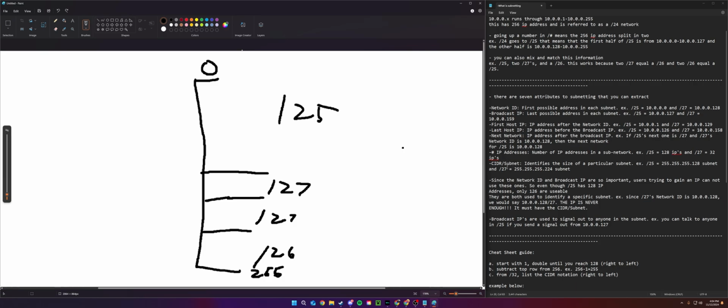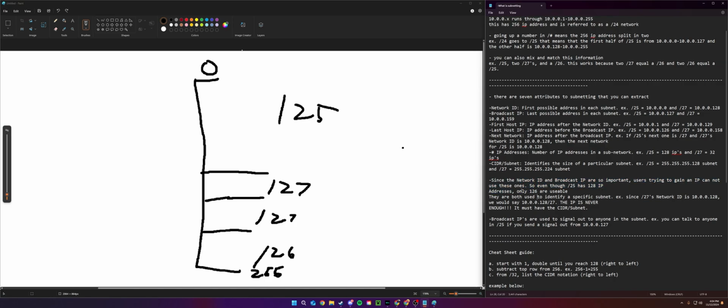And the last one here is CIDR/subnet. So this identifies the size of a particular subnet. So for example, /25 would be 255.255.255.128, and /27 would be 255.255.255.224. And we'll go over this, how to find the 128 and the 224 in the sheet.